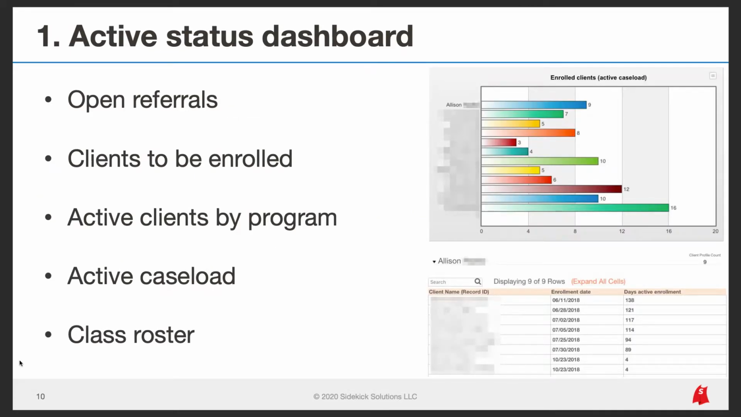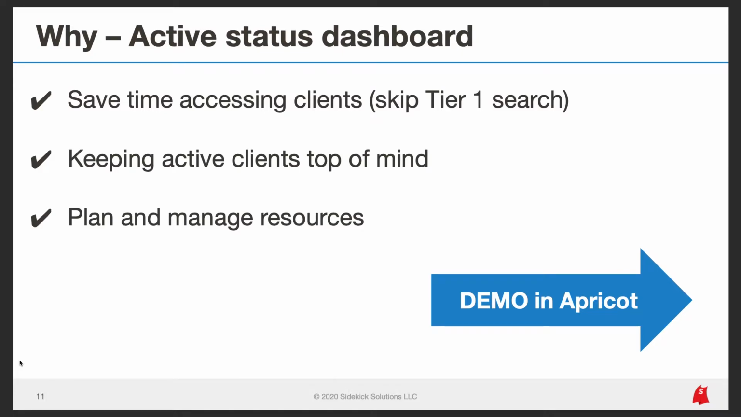So what is the active status dashboard? The active status dashboard organizes clients or prospective clients by specific criteria, like a caseload or open referrals, or maybe an active roster. So why does this matter? Searching for active clients by assignment using the Tier 1 search takes time. That's time that could be saved simply by listing the information right up front in Apricot. With a caseload report, you can also plan and manage resources and keep clients up front to help case managers maintain touch.